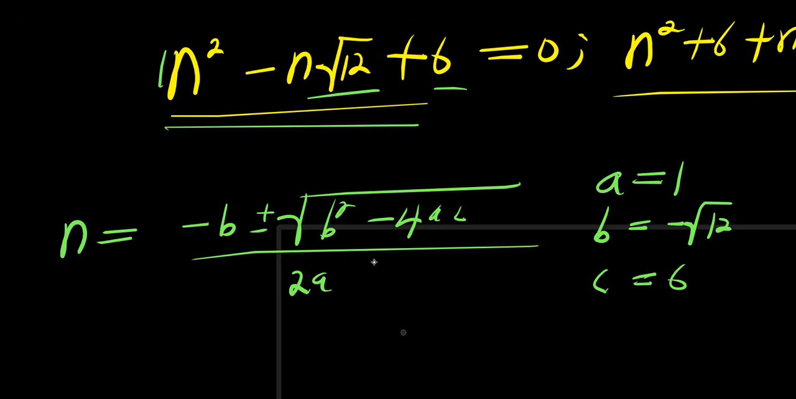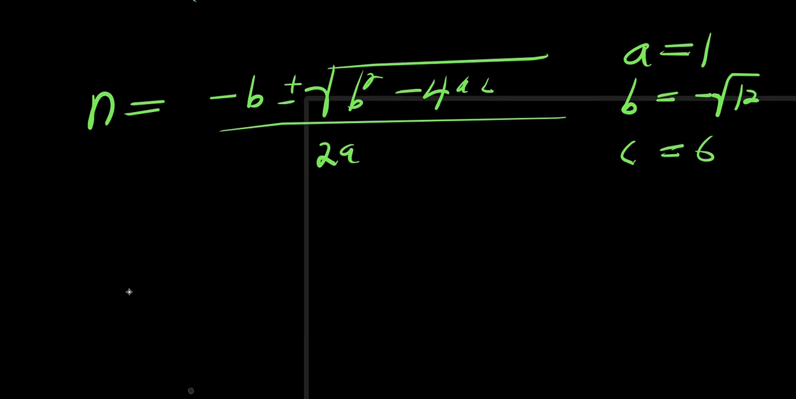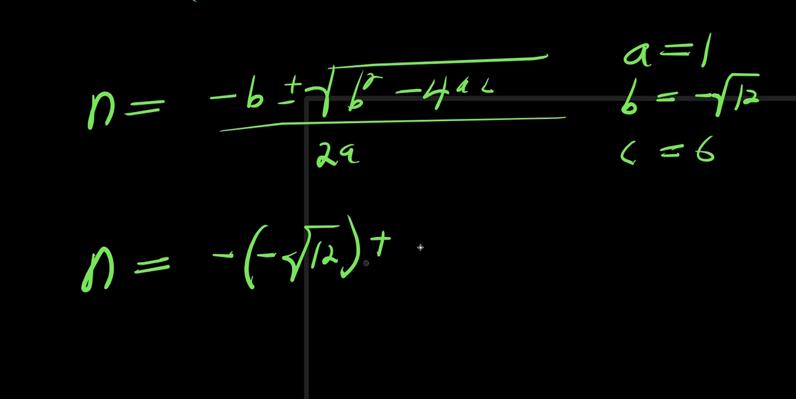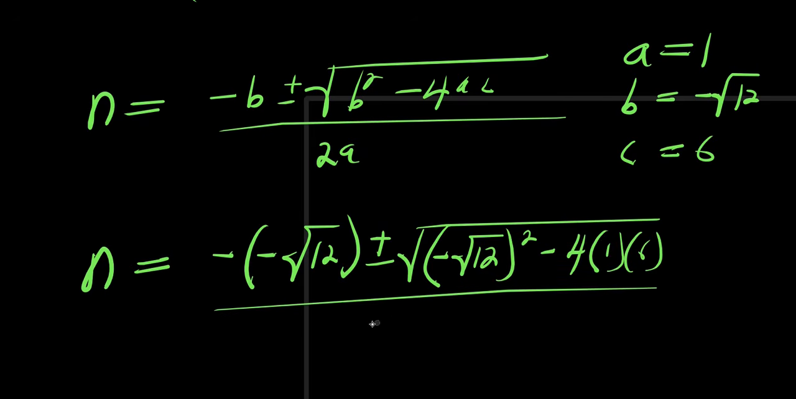So what I can do will be to substitute those things right here. Take the formula: n equals negative b, negative times negative root 12, plus or minus the square root of b squared, negative root 12 power 2, minus 4 times 1 times 6, divided by 2 times 1.